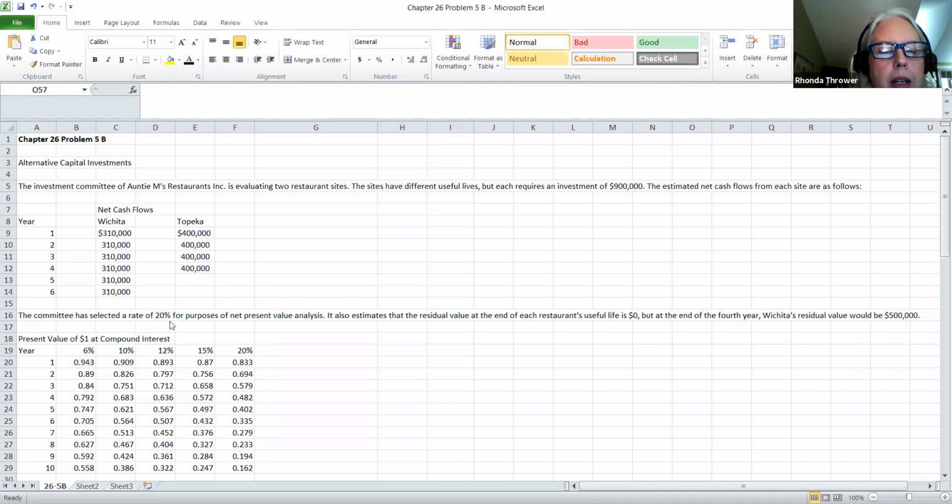The committee has selected a rate of 20% for purpose of present value analysis. That's very important. It's 20%. So we're going to be using 20% as our present value analysis. It also estimates that the residual value at the end of each restaurant's useful life is going to be 0. But at the end of the 4th year, Wichita's residual value would be $500,000.